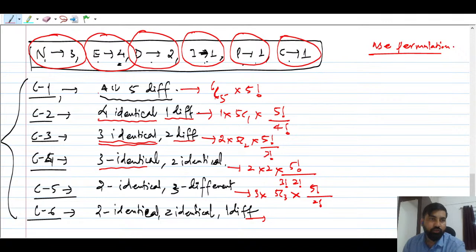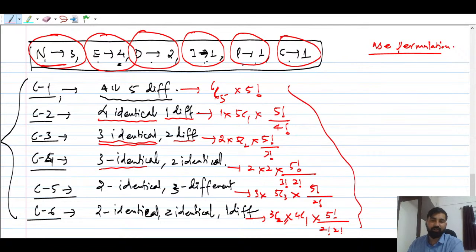Okay, so 2 identical, you can take from here, okay? So 3C2 you can say, and 1 identical from this, okay, like 4C1 into 1 different, right? So total how much is it? 5 factorial by 2 2. Now you just sum them up, right? So whatever answer you will get, that is the answer.